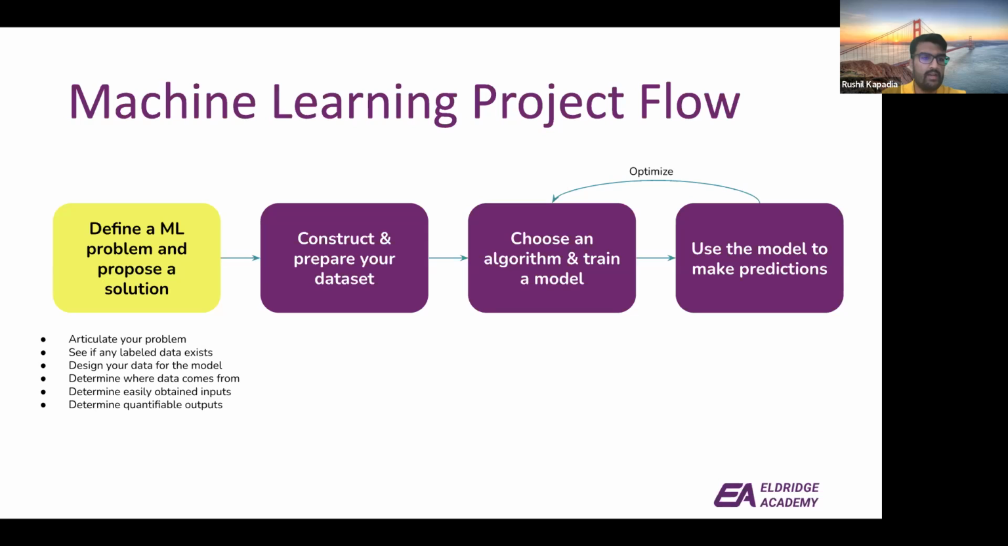So you go ahead and do that. You change your model, you change your hyperparameters, which are parameters that help tune your model, or you fix your data. And based off that, hopefully you'll get better results. So that's the machine learning project flow.